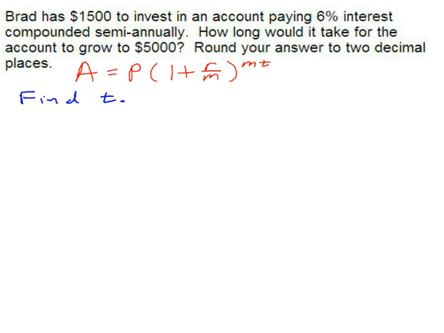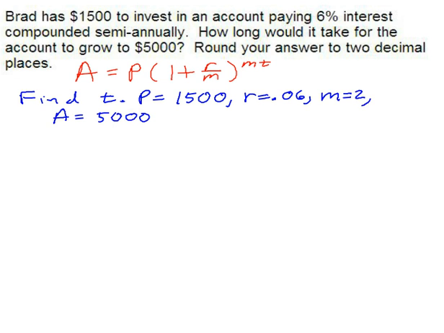Now, from this problem, we know that P, the principal, is 1,500. R is 0.06. M equals 2. And A equals 5,000. We next plug in what we know into the formula.